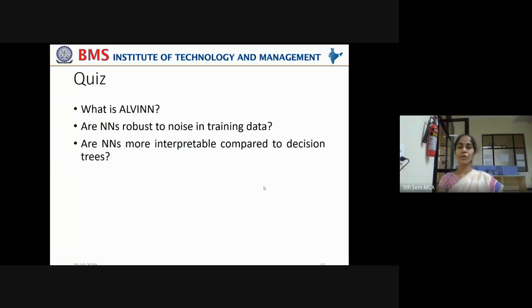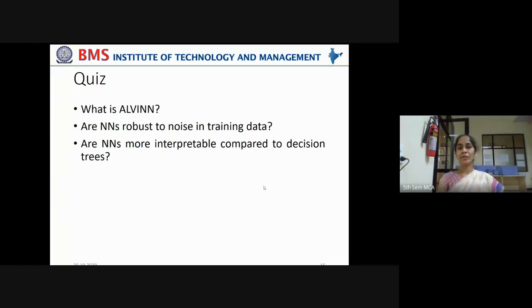Are neural networks robust to noise in training data? Yes or no? Students, what is the important feature of neural network? It is robust to noise in training data, right? It is robust to noisy training data. Though there is noise in the training data, its predictability or its performance doesn't degrade because of that noise.